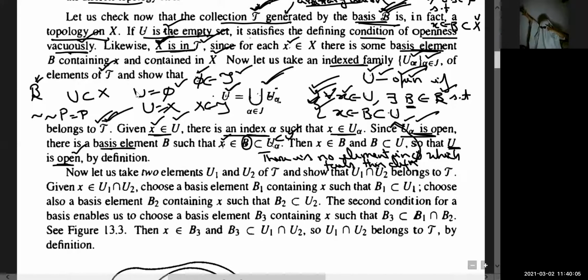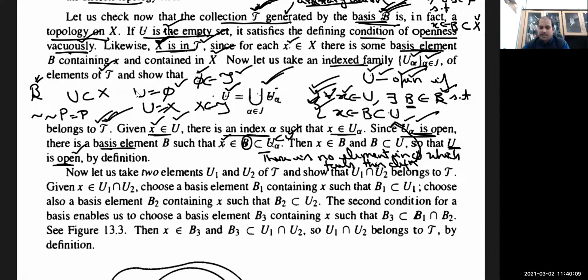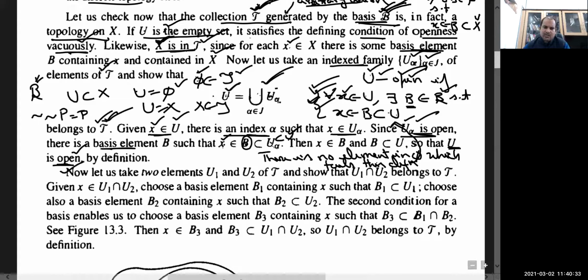Do it for the finite intersection. Third condition for T to be topology. So remember that whenever a basis is given and you want to generate topology, then put phi and x in it, write all members of basis, and then take arbitrary union. So that collection is always going to give you a topology. So this is the third case.